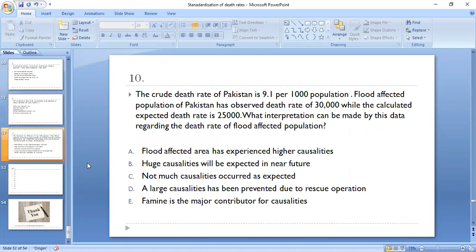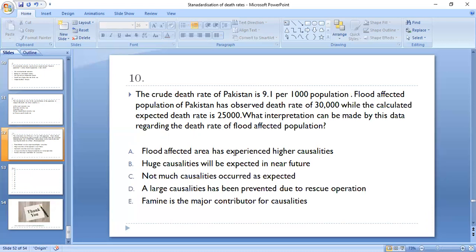10th MCQ is the crude rate of Pakistan is 9.1 per thousand population. Flood affected population of Pakistan have observed deaths of 30,000, while the calculated expected deaths is 25,000. What interpretation can be made by this data regarding the death rate of flood affected population? The observed death is 30,000, while the expected death is 25,000.